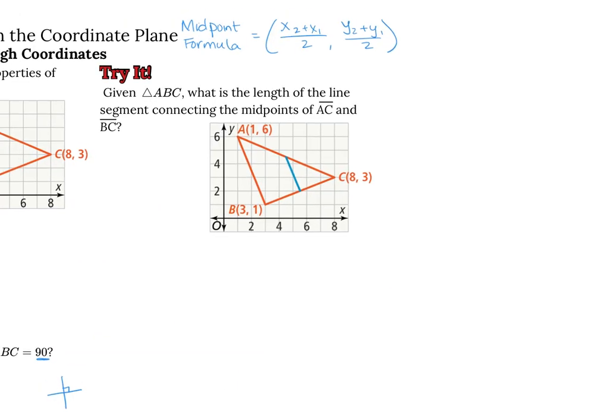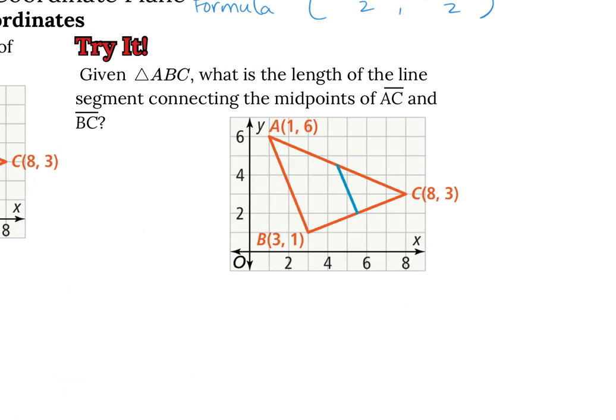Okay, let's look at our try it. Given triangle ABC, what is the length of the line segment connecting the midpoints of AC and BC? All right, so the first thing we want to do is find these midpoints. So we're going to use the midpoint formula to find those points. After we have found those 2 points, then we're going to use those to find the distance between them.